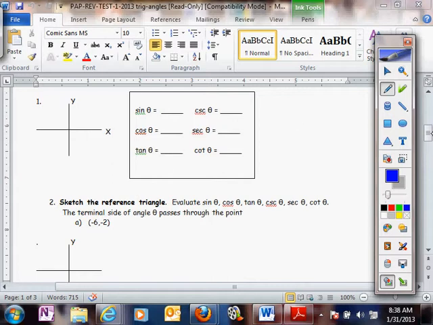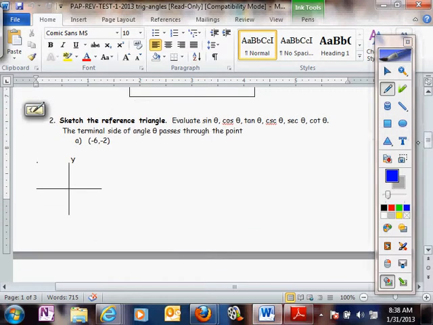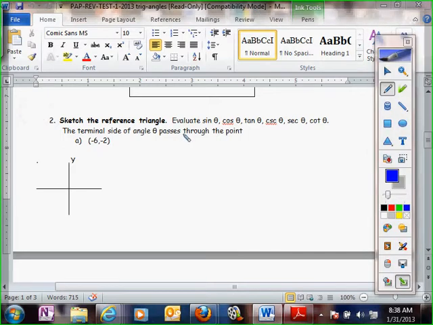Going down to number 2, it says sketch the reference triangle, and then it says evaluate sine, cosine, tangent, cosecant, secant, cotangent. So what we're going to do here is sketch this reference triangle, and then list all 6 trig functions, and it tells us the terminal side of theta goes through this point. So we have this point, -6, -2.